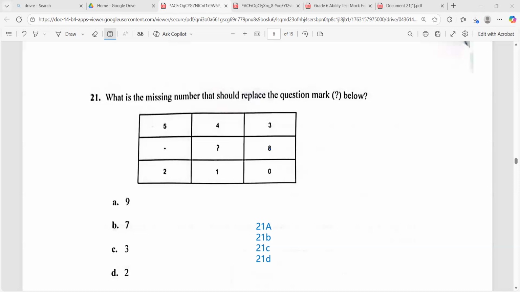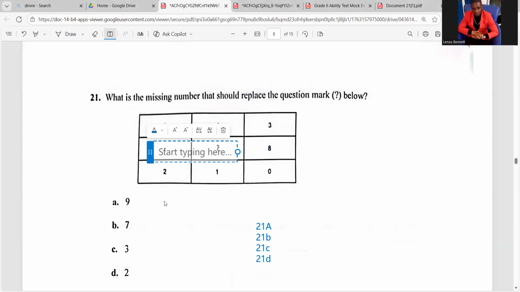The first thing I realized was it was going in descending order from 5, 4, and 3. And then I looked at the bottom and I realized it was 2, 1, 0. And then I thought, shouldn't the question mark sign be 10, and that would be 9 and then 8? So what's your answer? 9, sir. 9. All right.